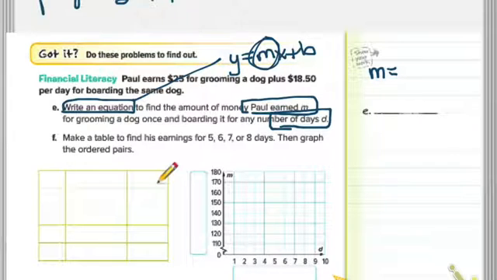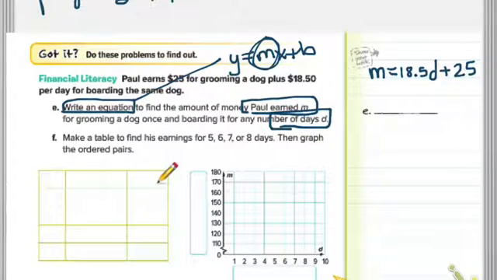And so our slope or rate of change is the 18.50, or 18.5. And that's 18.5 every day. So that's times the number of days. Now, he doesn't just earn that. He also earns $25 for grooming the dog. So we would have to say plus 25.